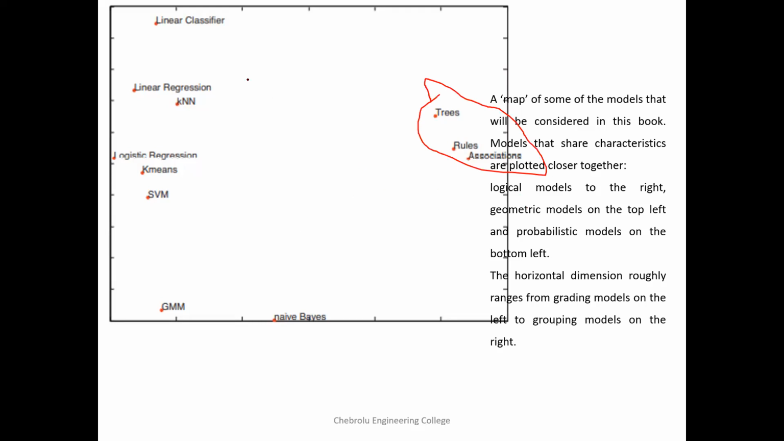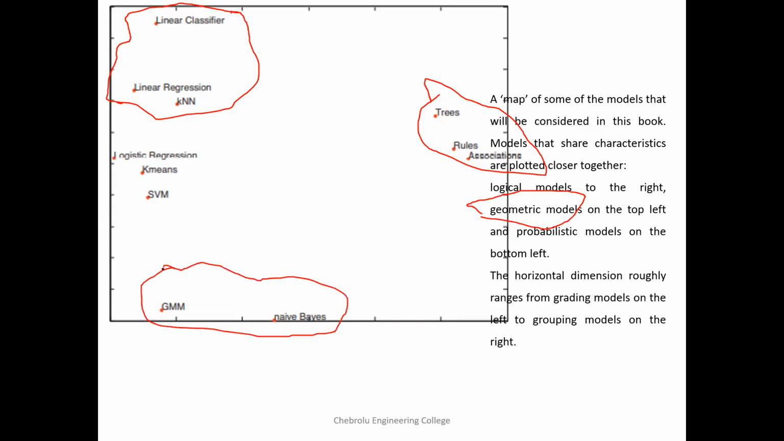Geometrical models are on the top. Linear classifier, linear regression, KNN are called geometrical models. Supervised classification and regression are normally represented with geometric models. And probabilistic models are grouped on the bottom. This is called probabilistic models.